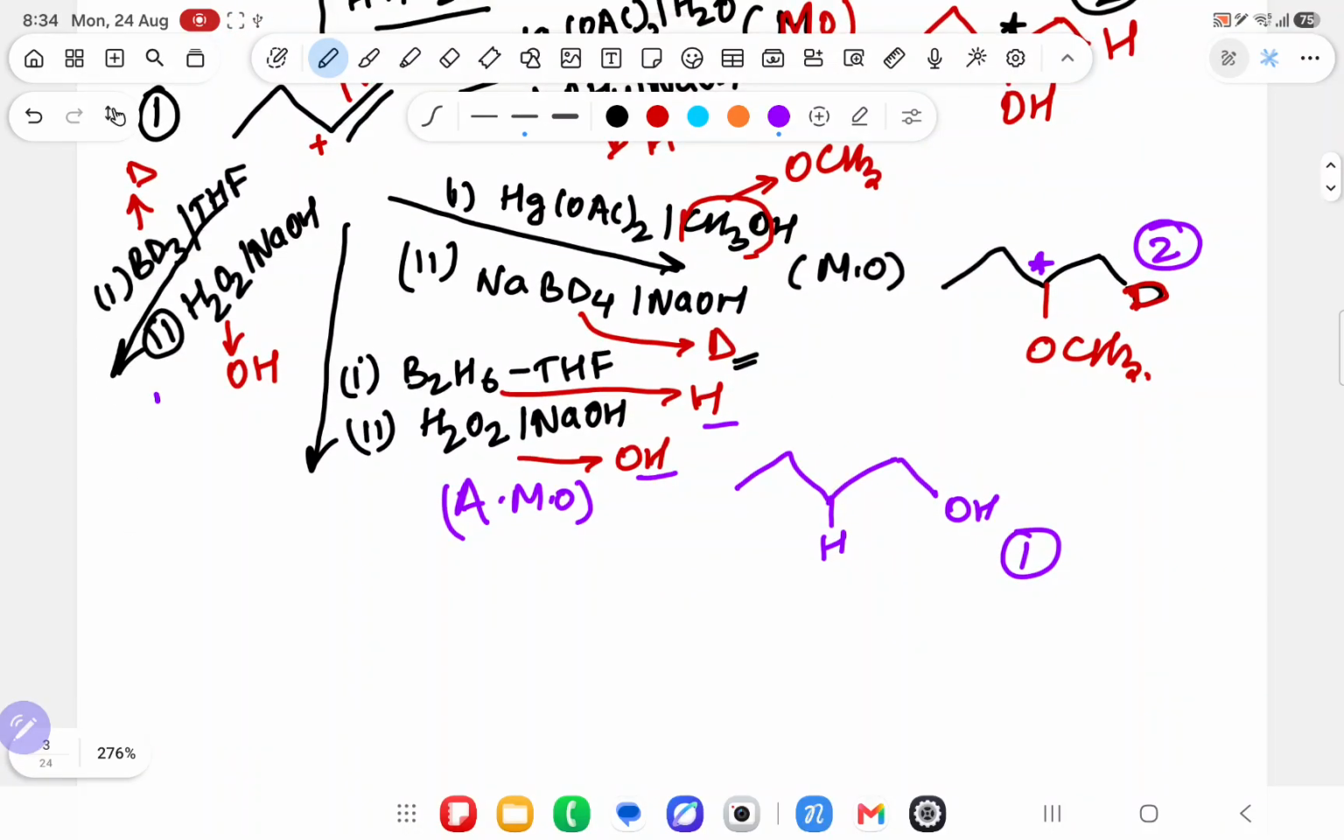BD3 will also follow anti-Markovnikov's rule. It is opposite to Markovnikov's. Over here D will come. H would be needed, but H is not present, so D will come. So D will come here and OH will come here. Because D is giving, not H, it has a chiral center. Yes sir, one chiral center over here because of D. So it will also give two products.